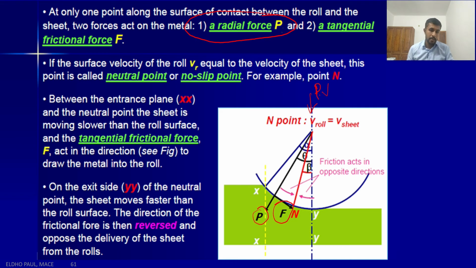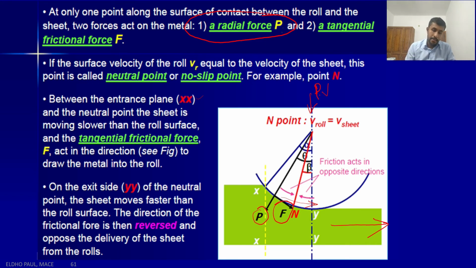Between the entrance plane XX and the neutral point, the sheet is moving slower than the roller surface, and the tangential friction force F acts in the direction to draw the metal into the roller. So the friction force is acting towards the right, such that it draws the metal into the roller. This helps the forward motion of the material or workpiece through the rolling gap.